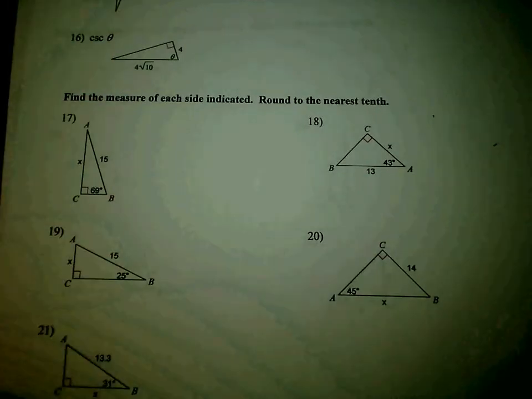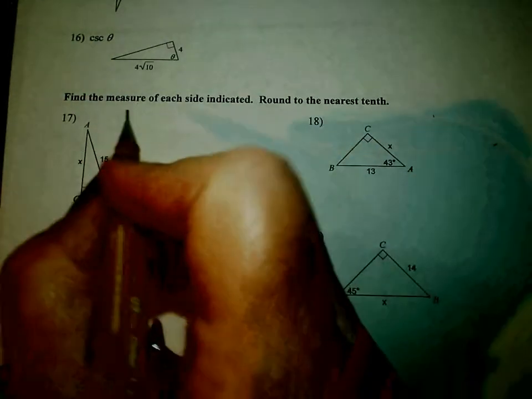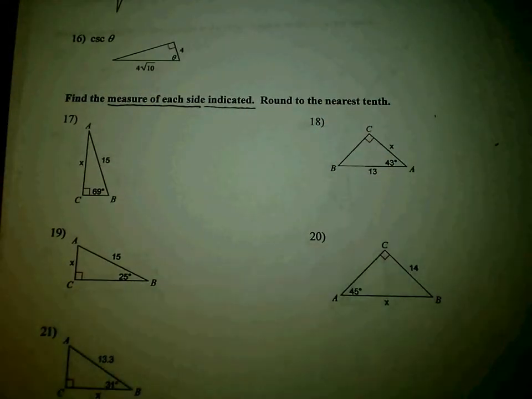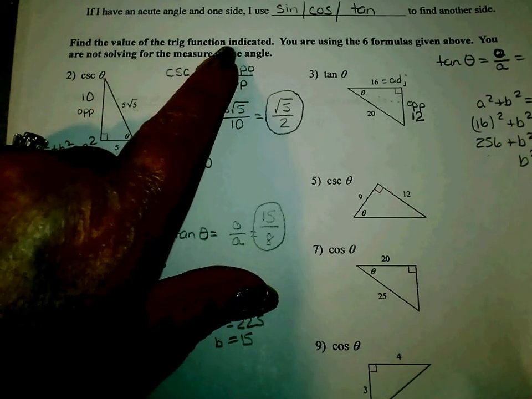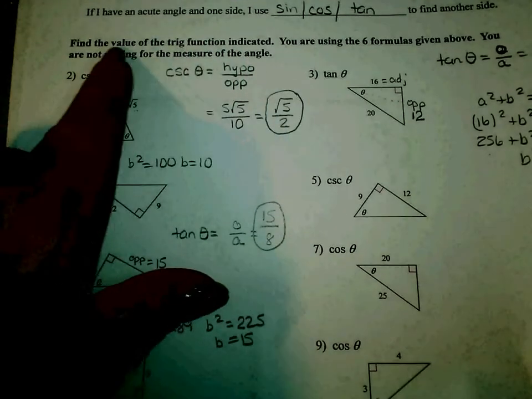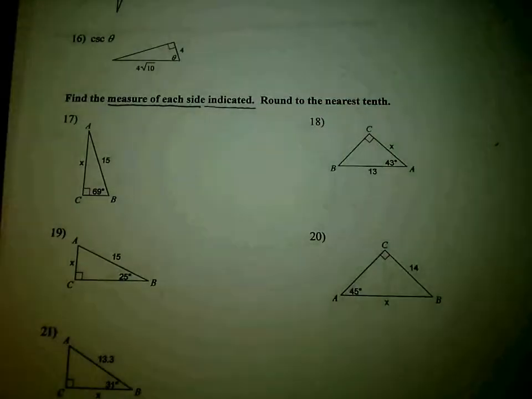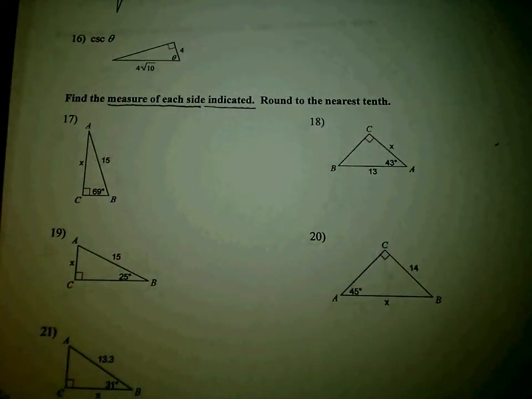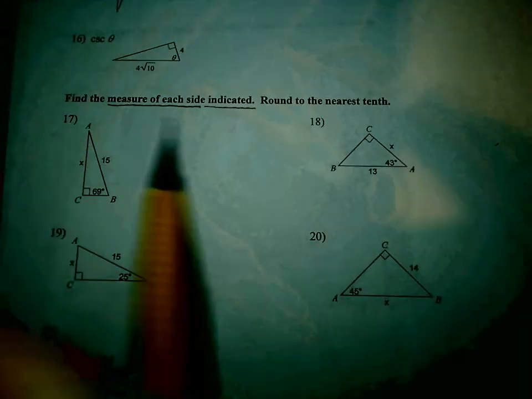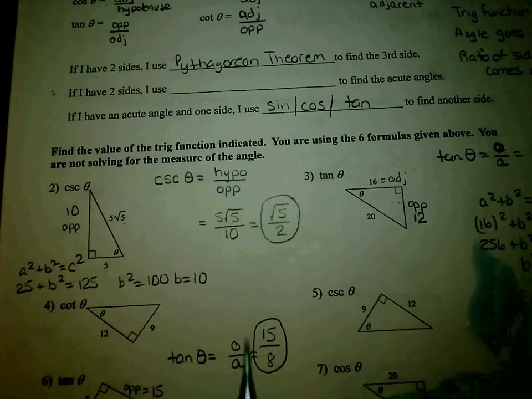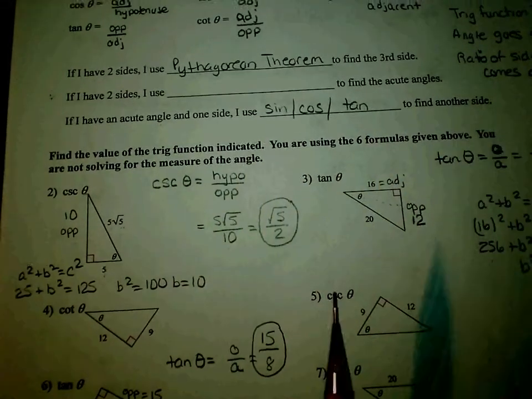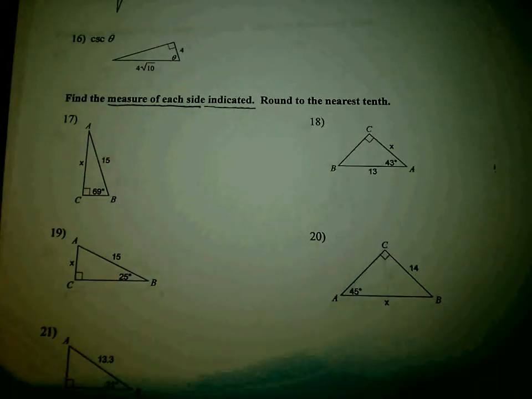Let's read the instructions on problem 17. Find the measure of each side indicated. Now let's look back at the previous instruction. The previous instruction said find the value of the trig function. Well, now we're finding the measure of a side. I'm sorry, I keep going back and forth. Keep this in mind right here: if I have an acute angle and one side, I can use sine, cosine, or tangent to find another side. Okay? So let's look at problem number 17.